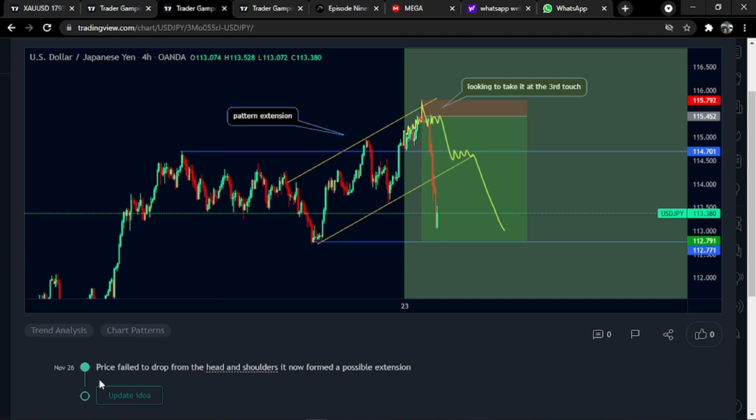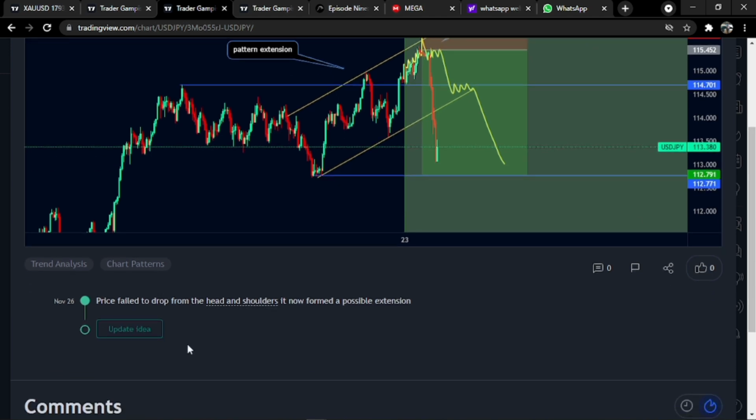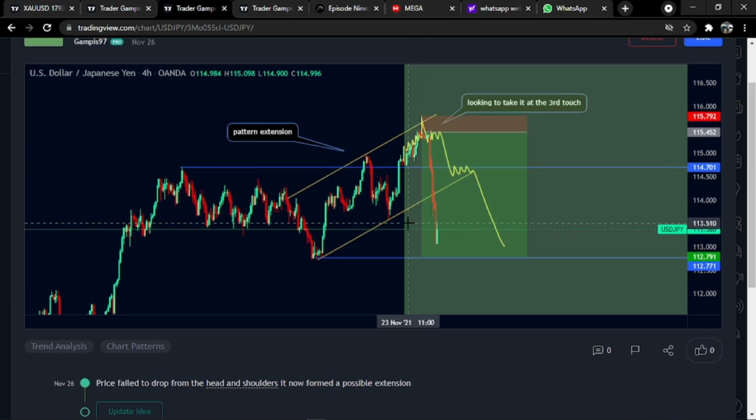If you check my caption below here, this one here, I said price failed to drop from the head and shoulders. It now formed the possible extension. It failed to break from this head and shoulders that was formed. Now it formed what? A pass on to the structure, which is very clean, and which is what usually happens in the market when price breaks those highs and catches people on the other side of the market.